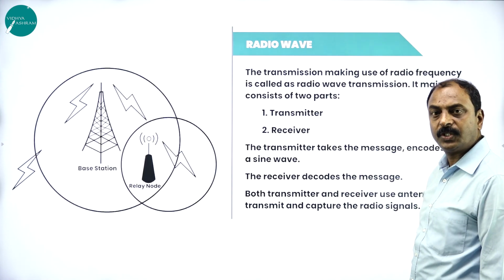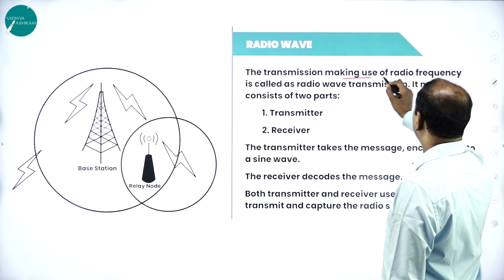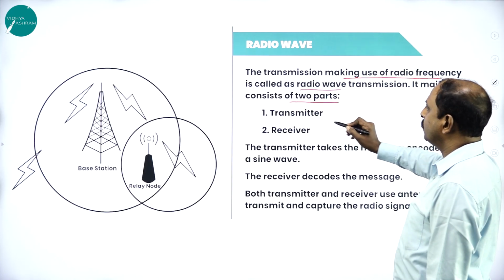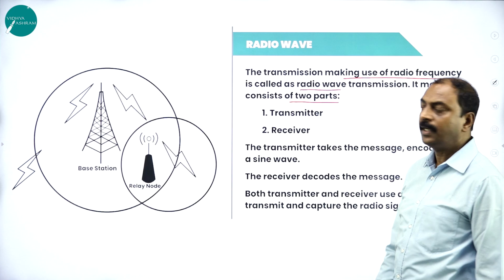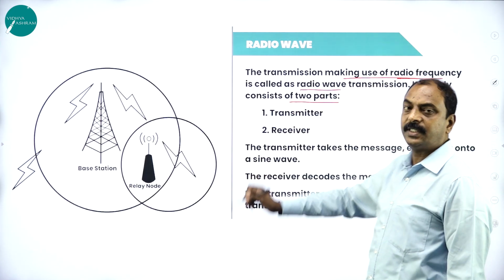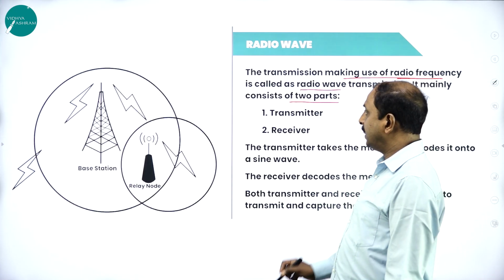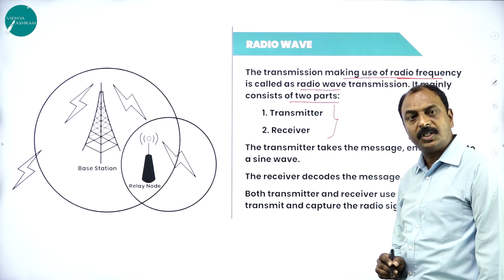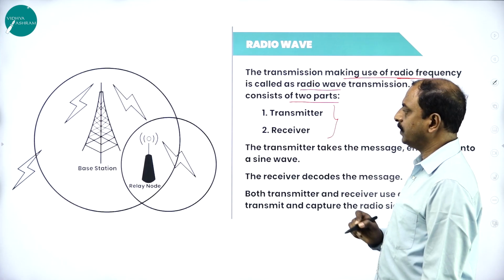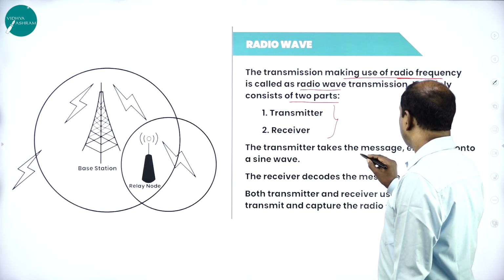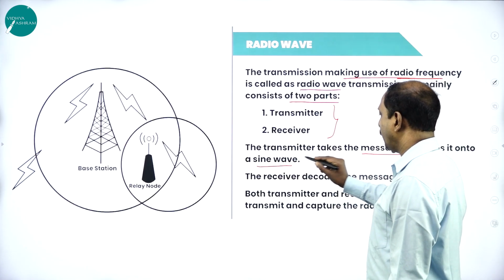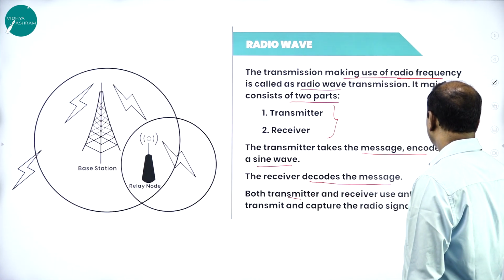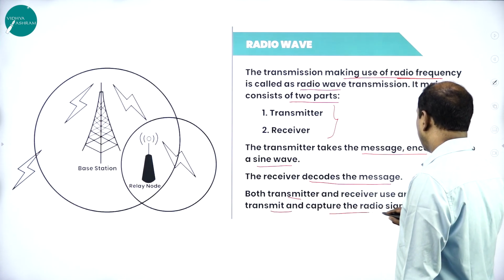Now let us see the definition. The transmission making use of radio frequency is called radio wave transmission. In radio wave technology, we are using radio signals at a radio frequency for our data or voice communication. There are two parts in any radio wave communication: one is transmitter and one is receiver. The transmitter takes the message and encodes it onto a sine wave. The receiver decodes the messages. Both transmitter and receiver use the antenna to transmit and capture the radio signals.